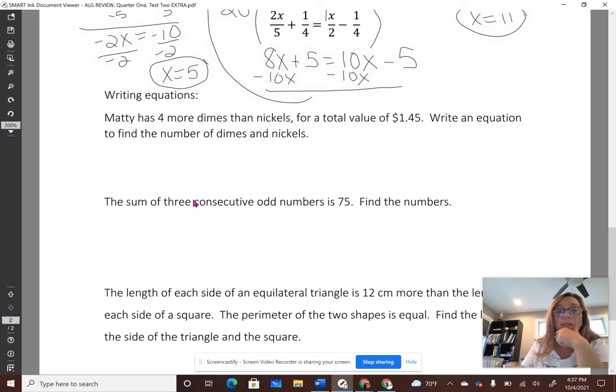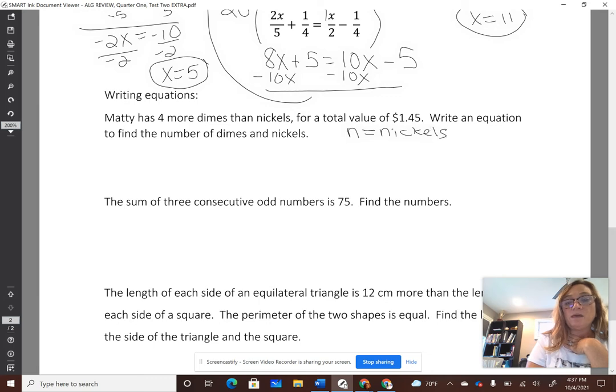Okay. Maddie has 4 more dimes than nickels. So I'm going to make nickels x. I'm actually going to keep it an n just to help you guys with the fact that I'm using nickels, so I don't confuse you. So then the dimes are going to be n plus 4, because there's 4 more dimes than nickels.